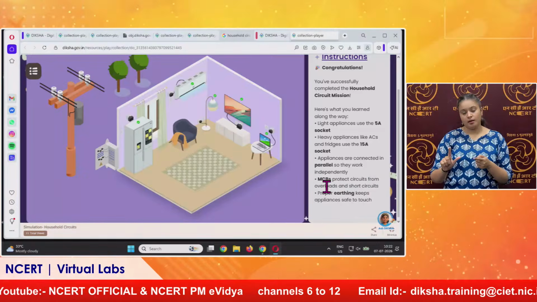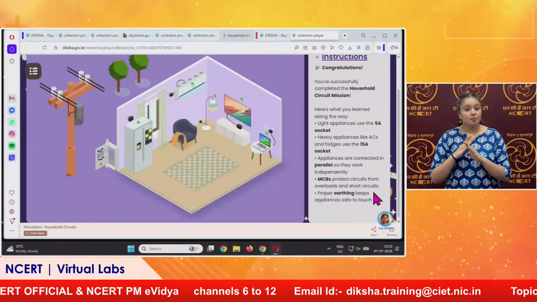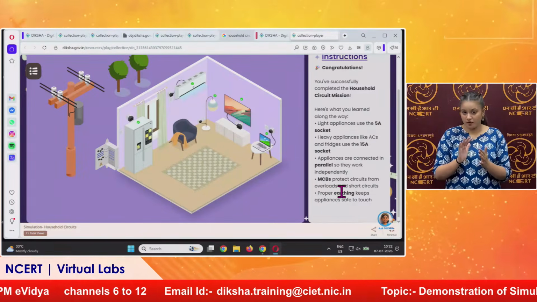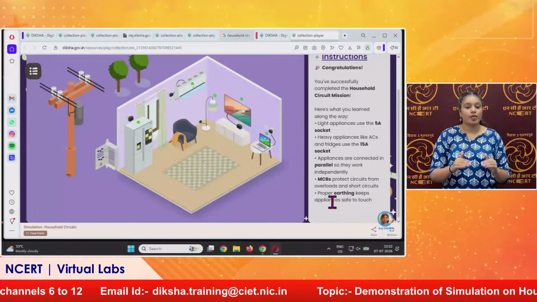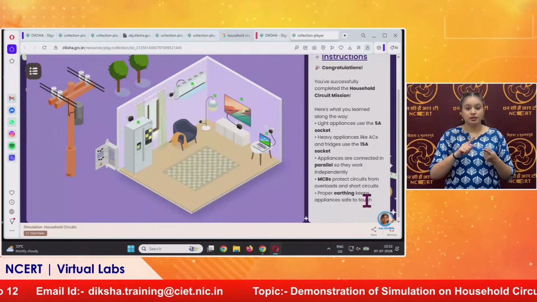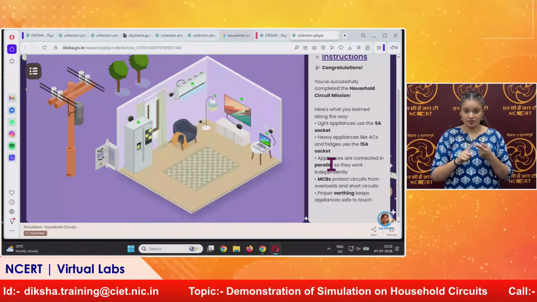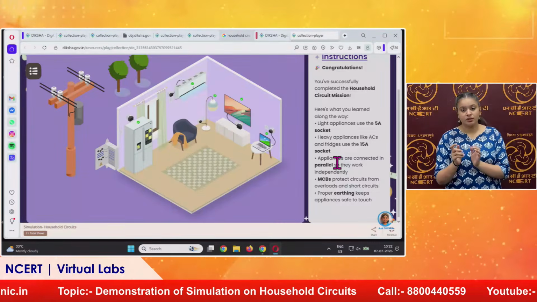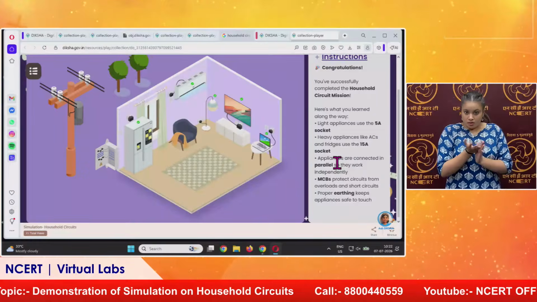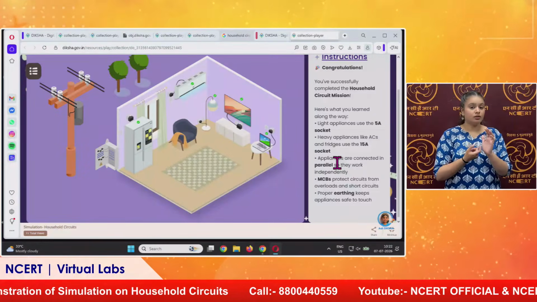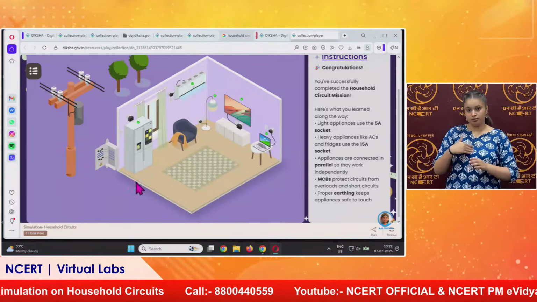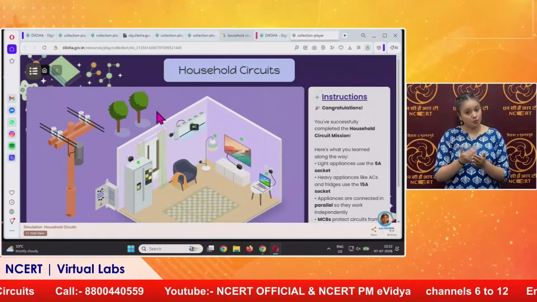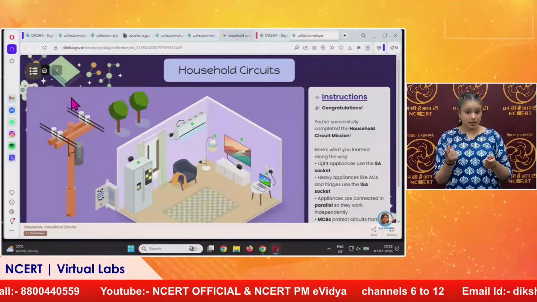MCBs protect circuits from overload and short circuits. They are miniature circuit breakers, which are called MCBs. And the final point: proper earthing keeps the appliances safe to touch, because it gives a very low resistance path to the current, and the high current passes directly to the ground, and hence it is protected. It also prevents many accidents caused by electric currents.